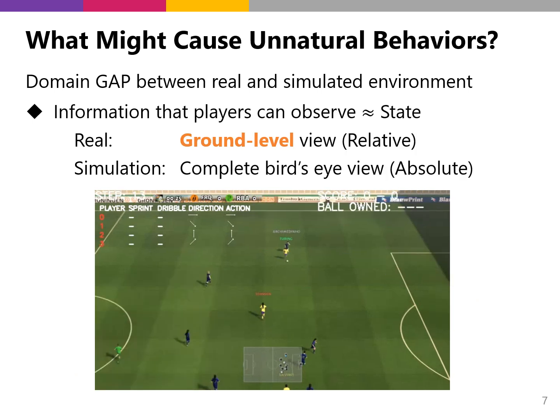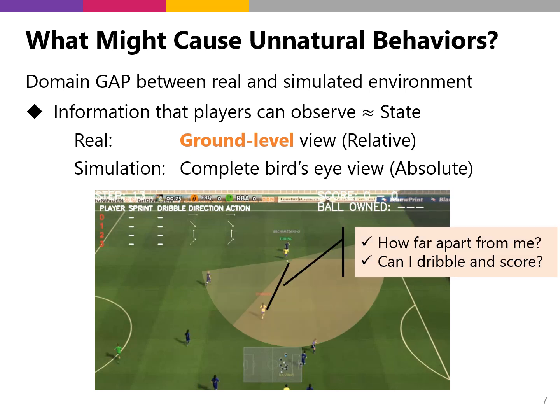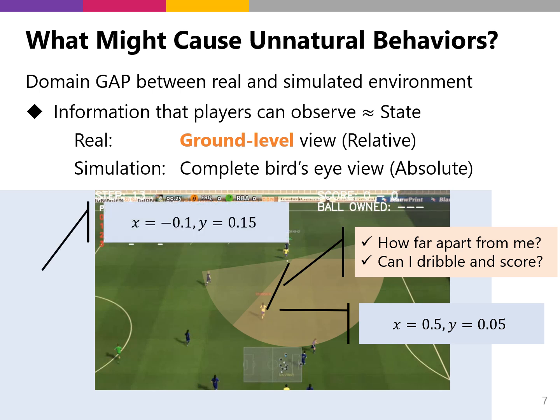The other reason is information. In general, it is difficult to know all the information. Of course, legendary players that you imagine might be able to do that. However, normal players have relative information on the ground, for example, how far away offense players are from me, and so on. On the other hand, every agent in simulation has a complete bird's-eye view, not ground level. It is certainly strange to be given absolute coordinates like in these images.